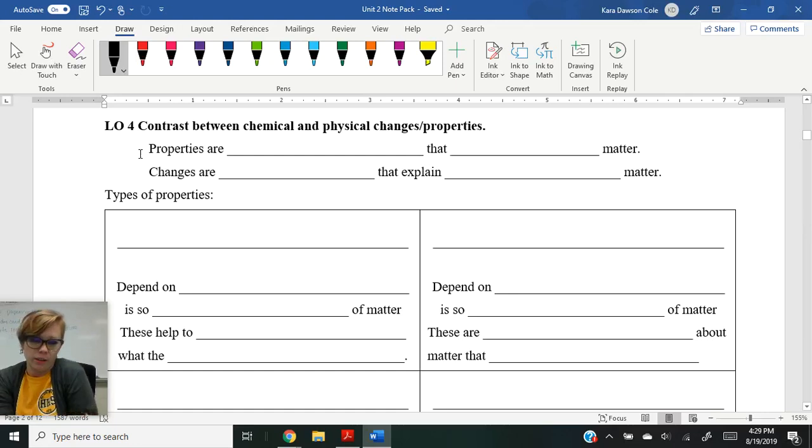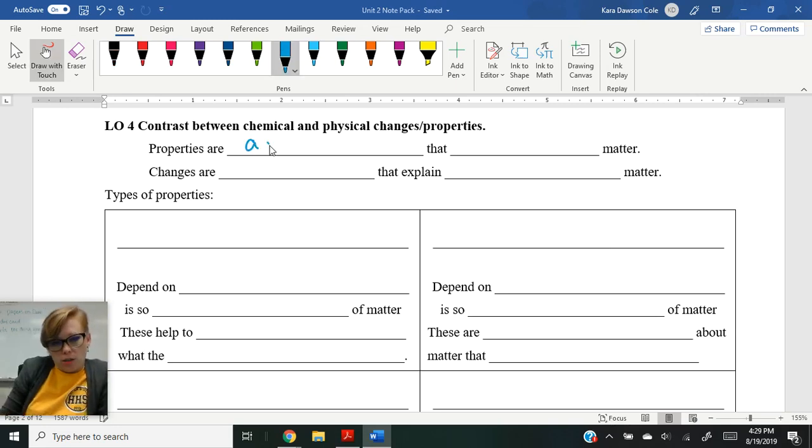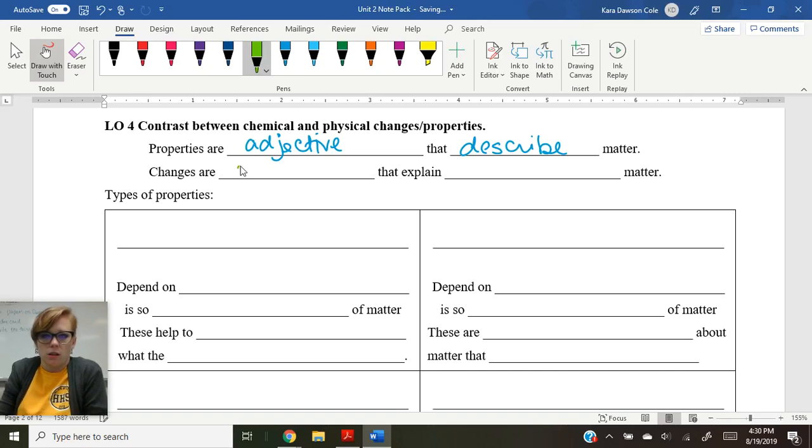For this video, we are looking at learning objective 4, contrasting between chemical and physical changes and properties. So, the difference between chemical and physical changes. Properties are adjectives. Didn't know you were getting an English lesson. They describe matter. So changes are verbs that explain what happens to matter.